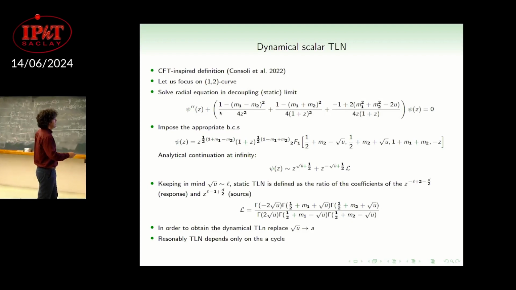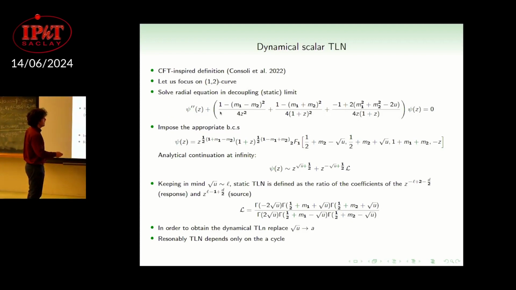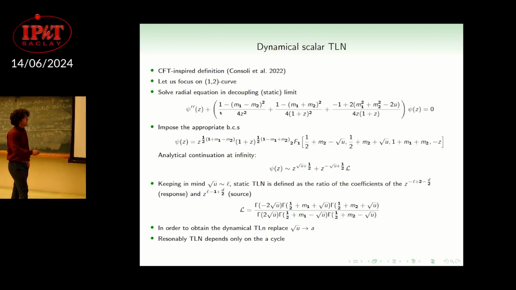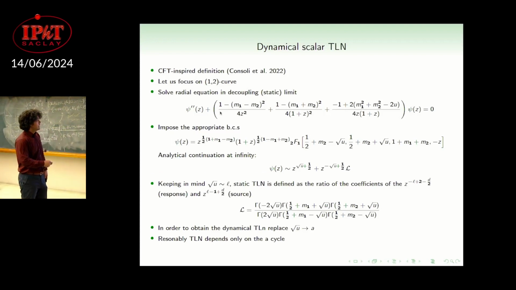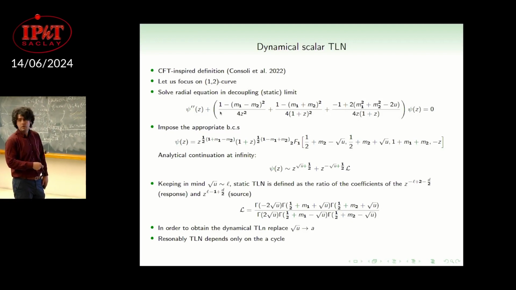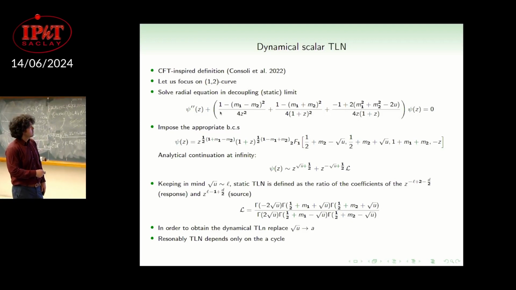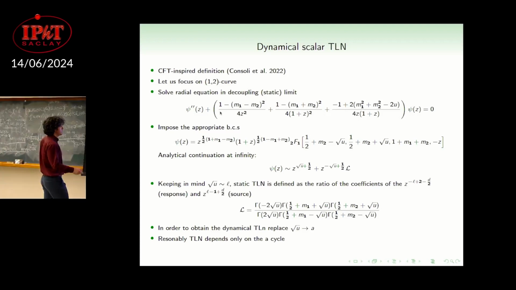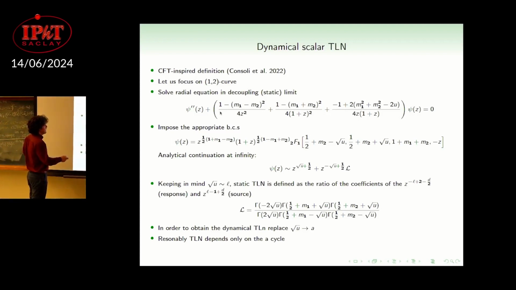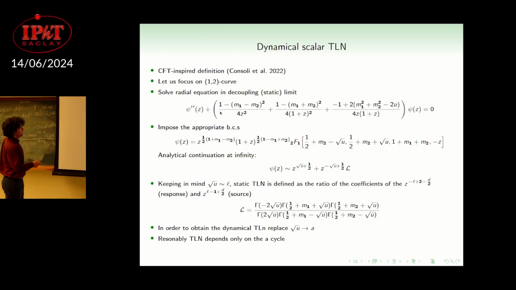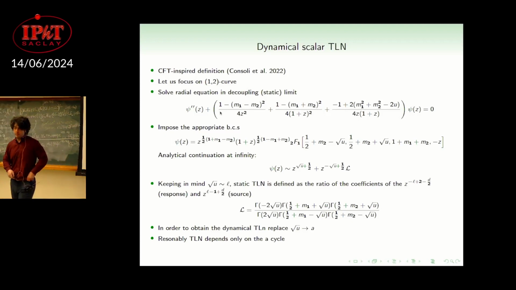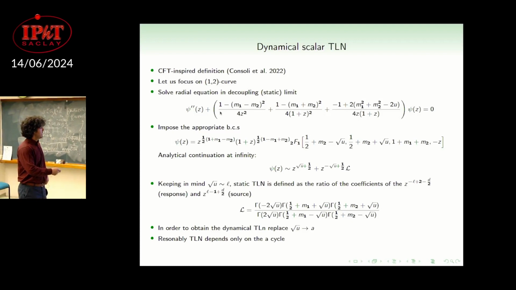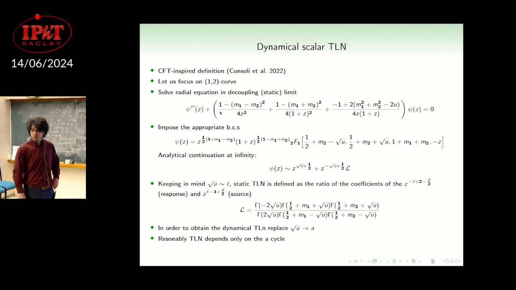Then you analytically continue this solution at infinity, and at infinity you have two behaviors. In the dictionary you will always see that square root of u goes like L, the angular momentum L. So you have this term which is increasing at infinity, and you have this other term which is decreasing at infinity. And the tidal love number, as Francisco already showed, is the ratio between the term which is decreasing at infinity with respect to the term which is increasing at infinity. So this is the expression of the love number.